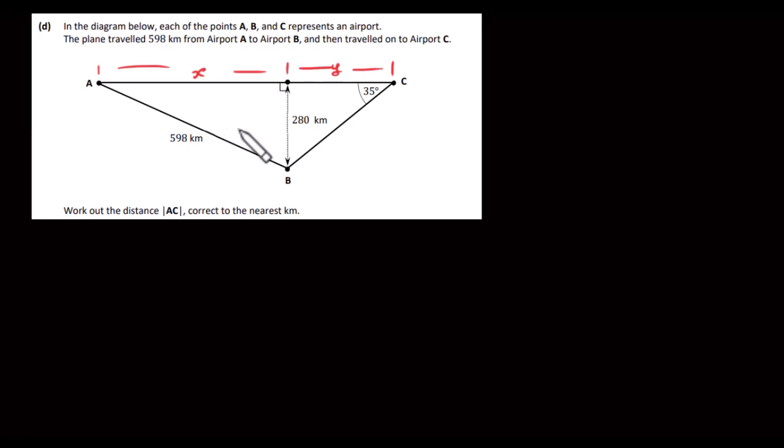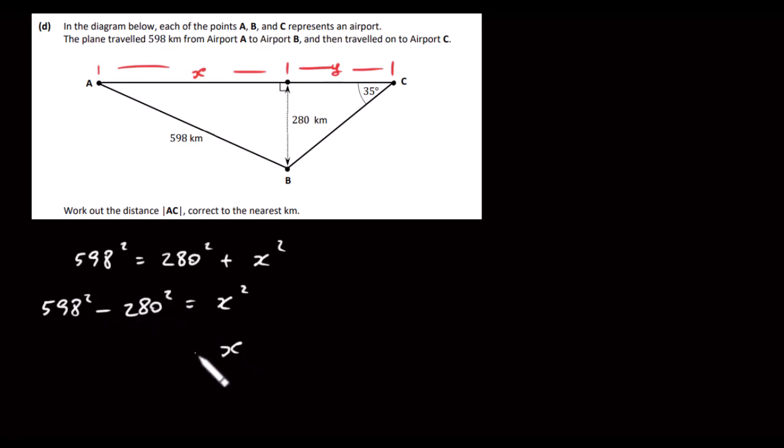So it's a right angle triangle. We're going to use Pythagoras' theorem. So 598, which is the hypotenuse, squared is equal to 280 squared plus x squared. That gives x squared equal to 598 squared minus 280 squared. Then just square root both sides: the square root of 598 squared minus 280 squared. That finally gives me an x of 528.397 and so on.